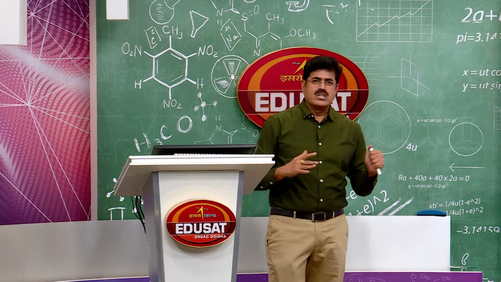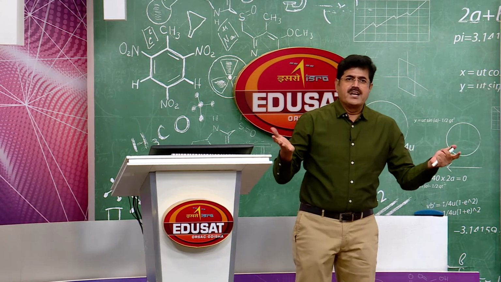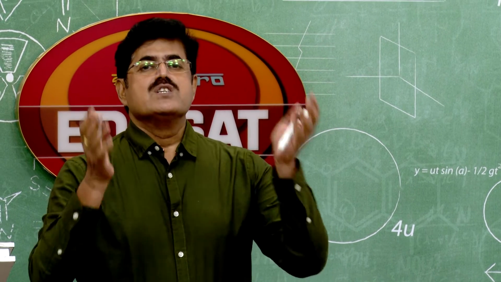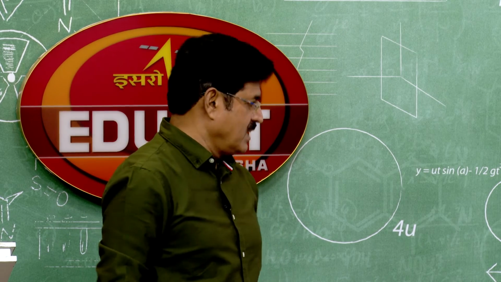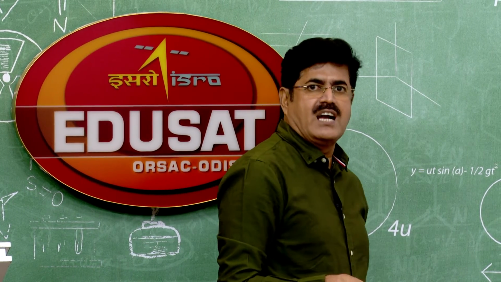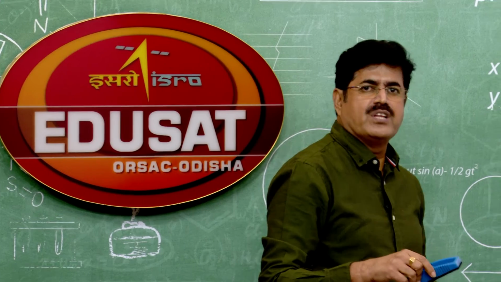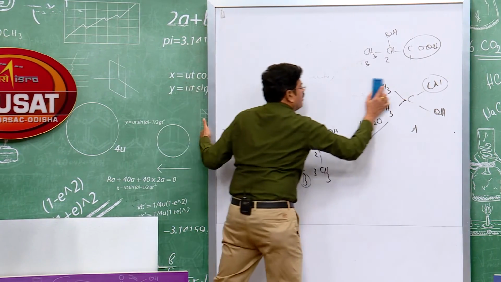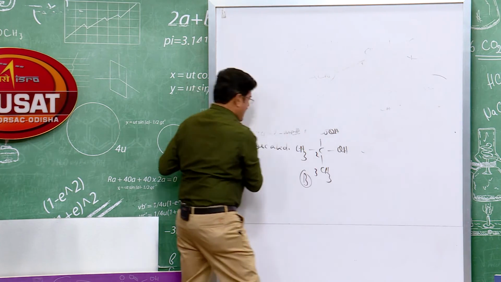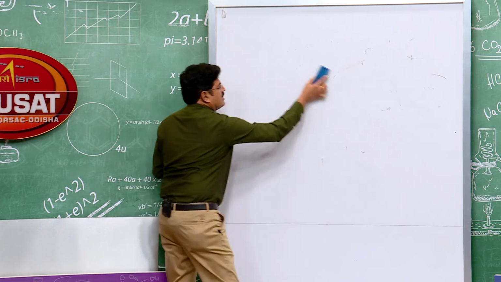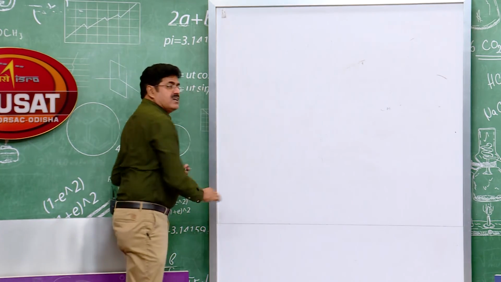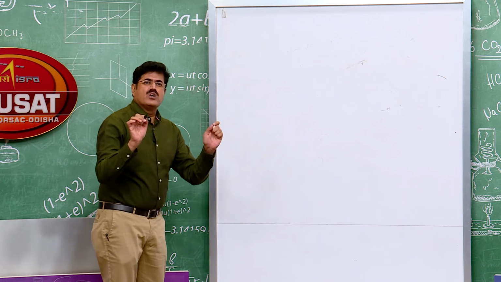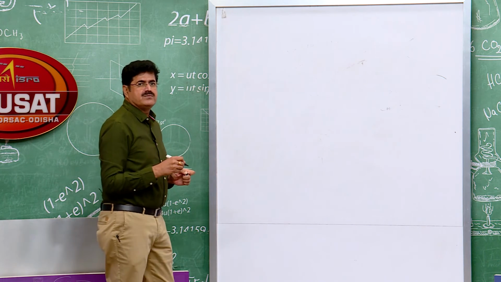Next, nucleophilic addition reaction of aldehydes and ketones. The second reaction is addition of sodium bisulfite. Let's see how the reaction takes place. How do aldehydes and ketones react with sodium bisulfite? Aldehydes and ketones, when treated with a saturated aqueous solution of sodium bisulfite, give the sodium bisulfite addition product.